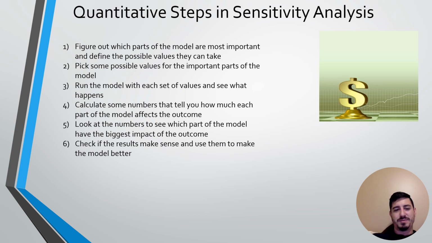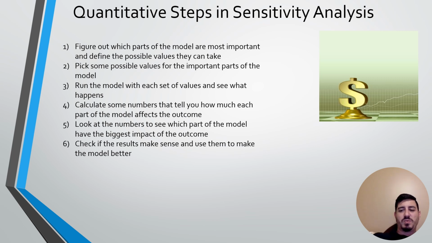tree produces, right? Number two, pick some possible values for the most important parts of the model. This could be the price per grapefruit or the price per pound of grapefruit. Number three, run the model with each set of values and see what happens. So with this, what happens if you increase the grapefruit by 25 cents or 50 cents, right?